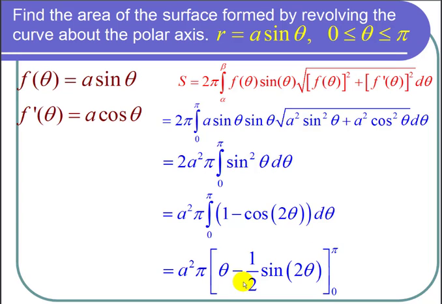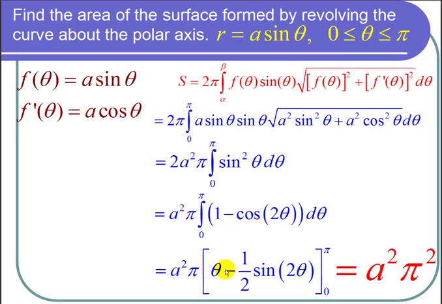If I plug in pi, I get pi minus 1/2 the sine of 2 pi. Sine of 2 pi is just 0, so I just get pi. And if I plug in 0, I get 0 minus 1/2 the sine of 0, and the sine of 0 is just 0. So all that's left is this pi that goes into the theta. So I get a squared pi squared, because pi times pi is pi squared.